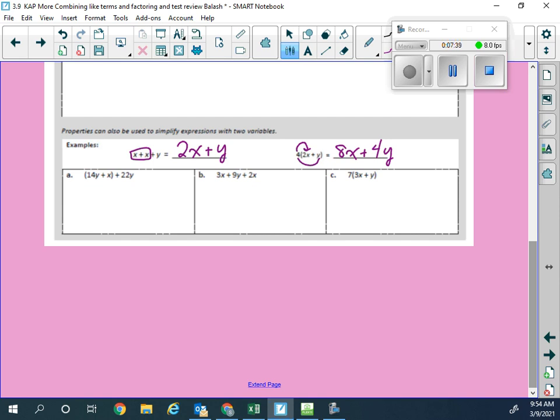All right, let's look at the next one. Letter A, I've got parentheses. Do I need them? How do you know? Because it's just adding. There's no sign in front of here, so it's understood to be positive. So that means I can just take them out.